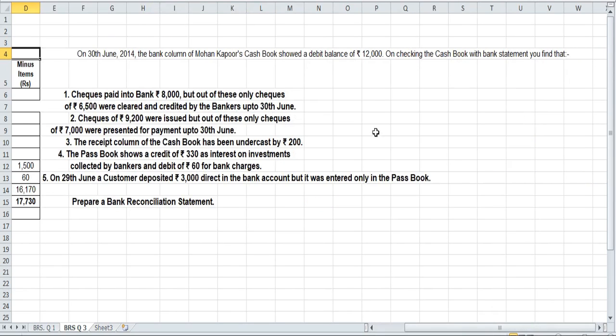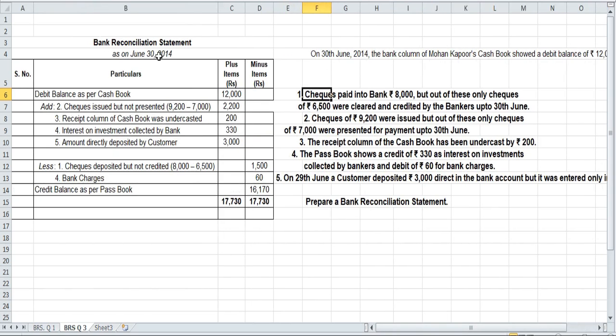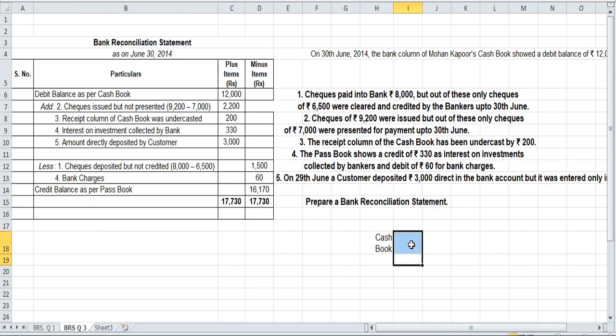Further it says, on checking the cash book with bank statement, you find that number 1, checks paid into bank 8,000, but out of only these checks, 6,500 were cleared and credited by the bankers up to 30th June. Now this BRS we are making for the month of June, since we are starting with the cash book. Okay, so we'll write here cash book, and what was the, okay, let me shift it over here.